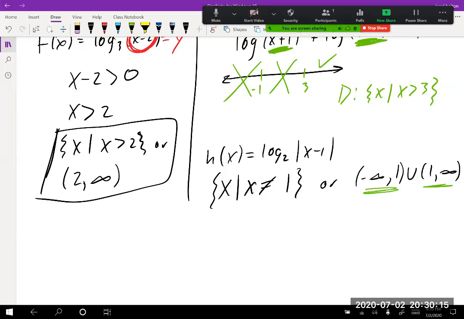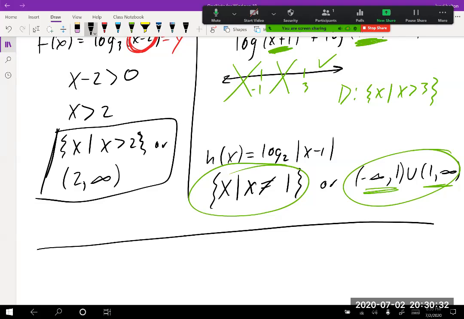So everything's going to work except 1. So that's why this is our domain, or this would be our domain. Those are both correct answers. So your big deal on these is to make sure that the argument, it's not saying you can't have negative numbers. You can have negatives as long as the argument always stays positive, okay? So that's the big thing with this.